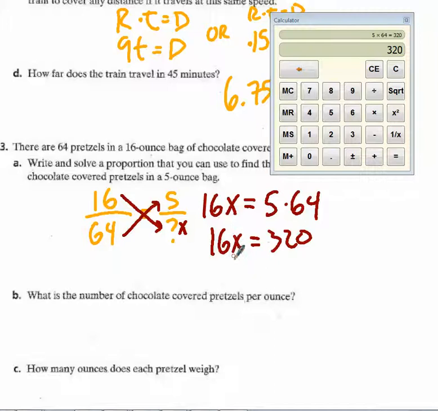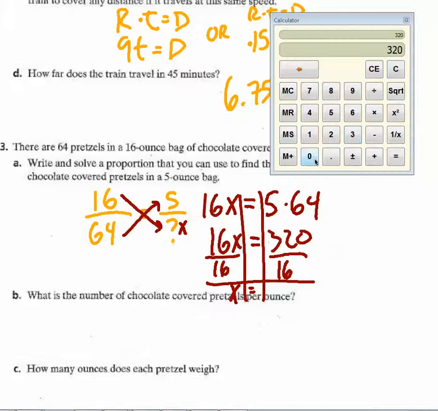What do I do to both sides to get the x by itself? Well, divide by 16, because that's the opposite of multiplying by 16. And so I'm going to get, for those people who like the fractions, x is equal to, oh, I shouldn't have done that, divided by 16. Look at that, I get 20. Shocking. So I get 20 pretzels in a 5-ounce bag.